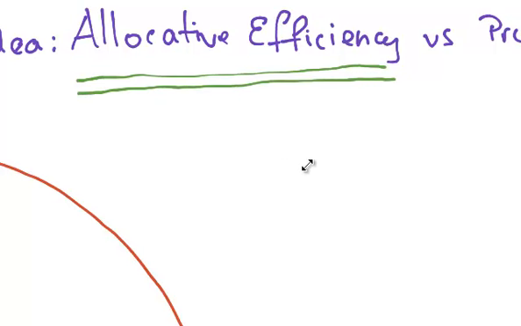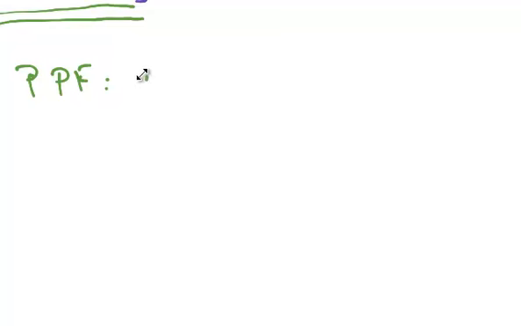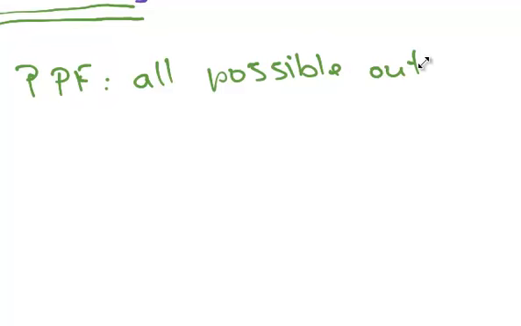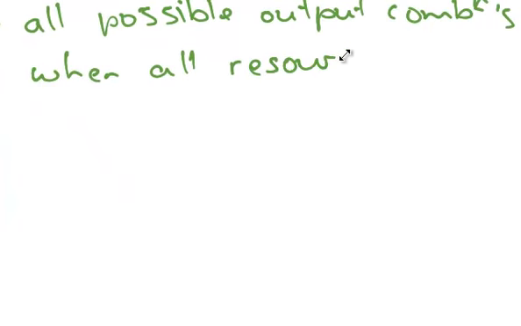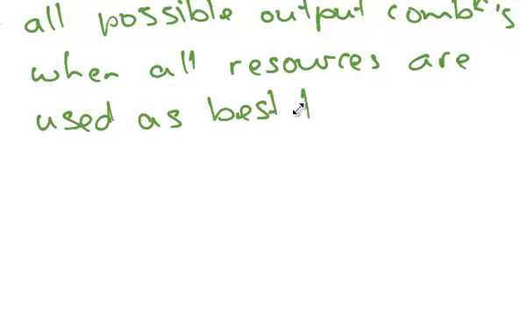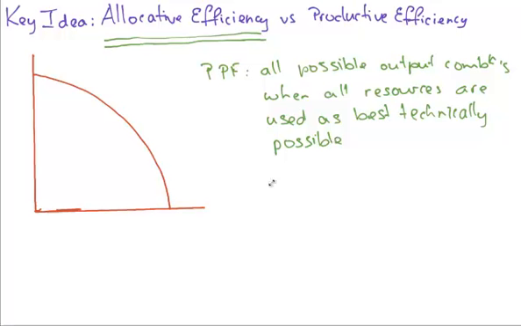Now we need to recap and just remember what a PPF was. A PPF shows us all possible output combinations when all resources are used as best technically possible. Now there are some assumptions there, as best technically possible. There are assumptions that we make when we draw graphs, and we need to just go through some of those.